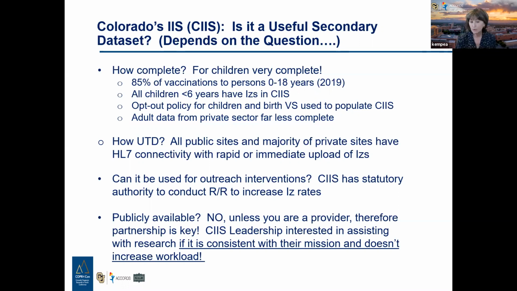Now, if you were going to focus on an adult question, very different scene. The adult data are really very incomplete unless you specifically stick with the public sector. So our question is about kids, so it's okay. So how up to date is the registry? All public sites and the majority of private sites have HL7 connectivity with rapid or immediate upload of immunizations. So it's very good. Can it be used for outreach interventions? CIIS has statutory authority to conduct reminder recall. So that's an intervention you can do with CIIS.